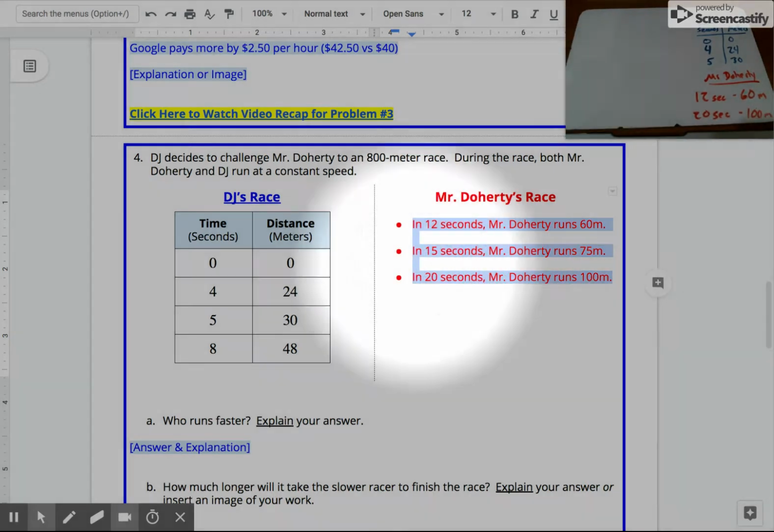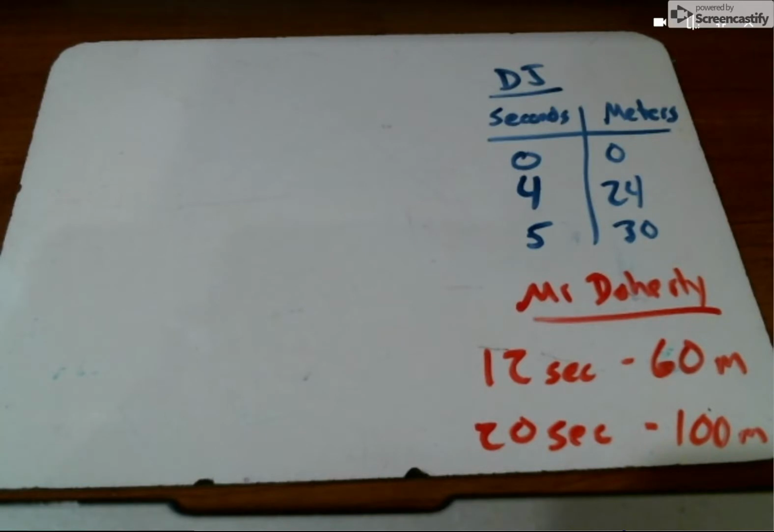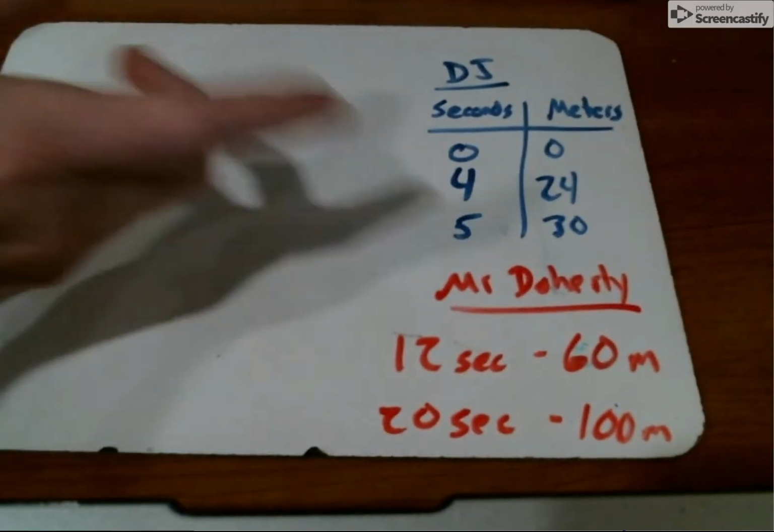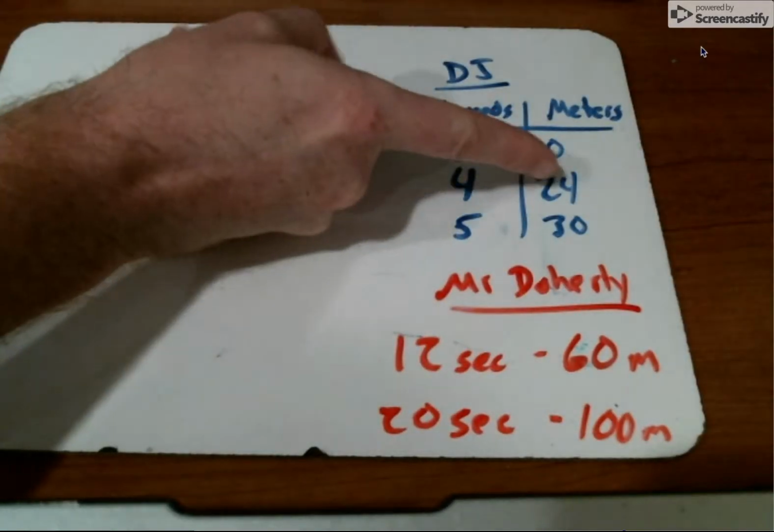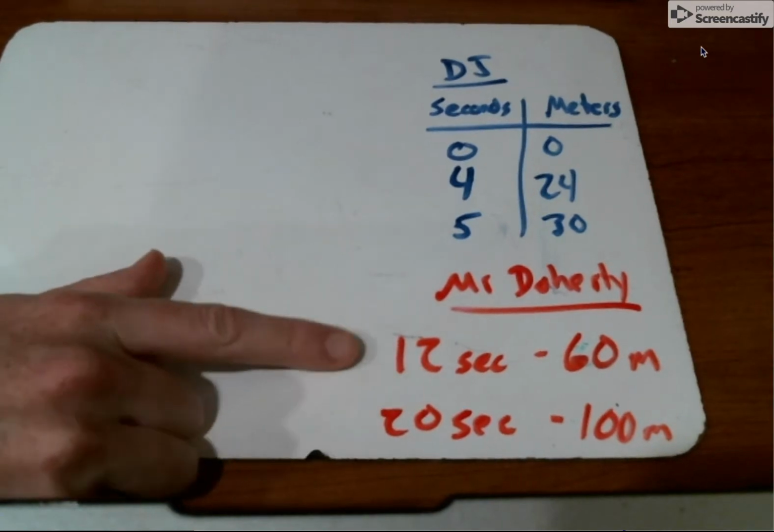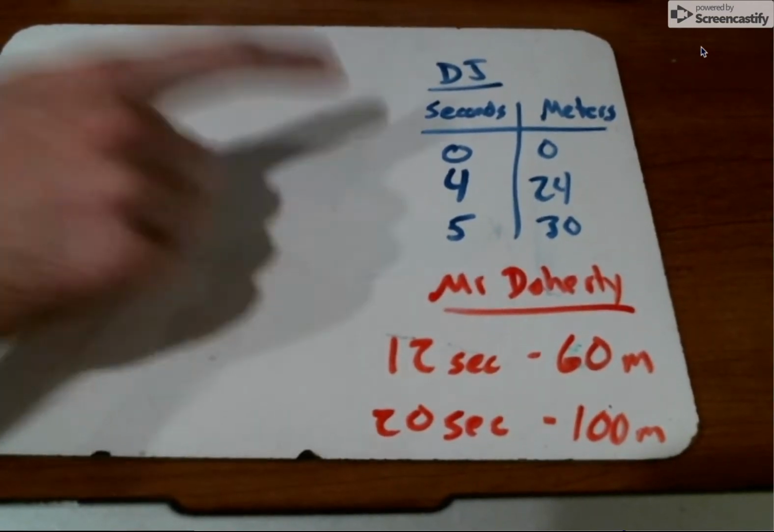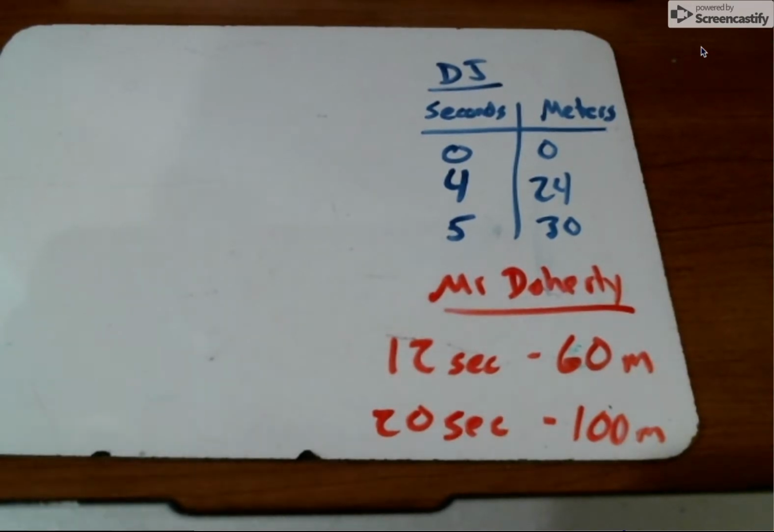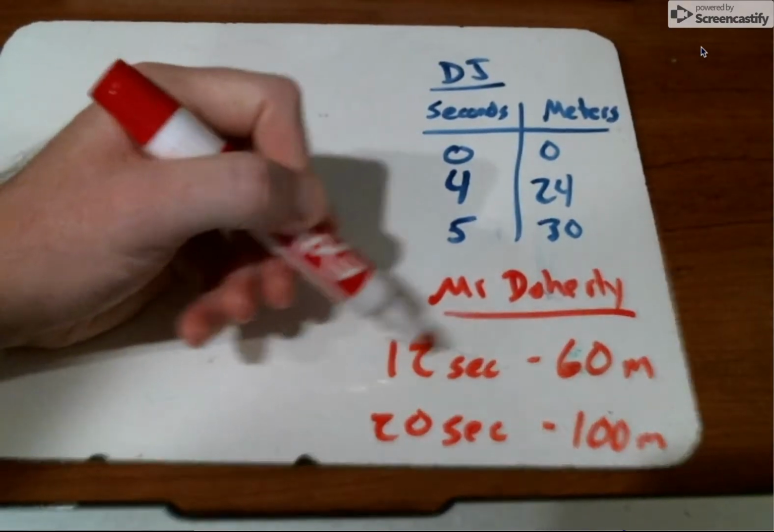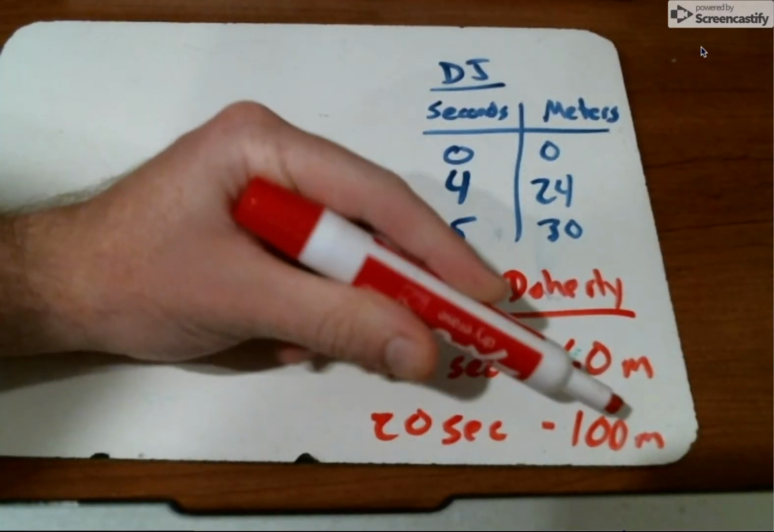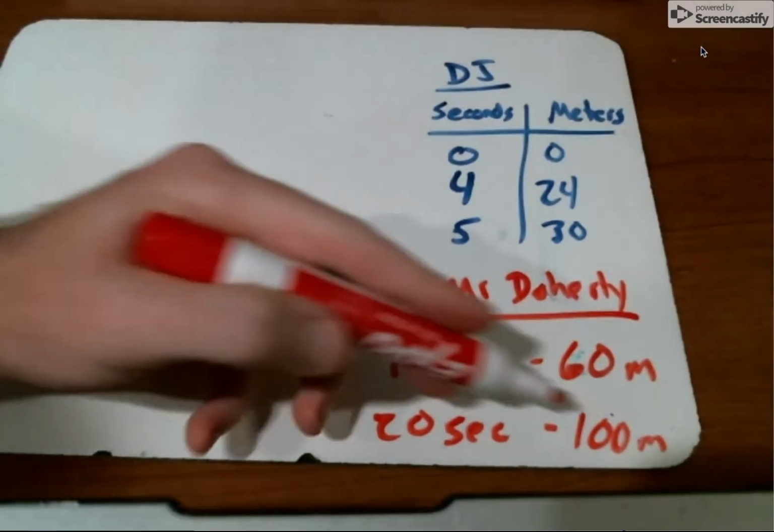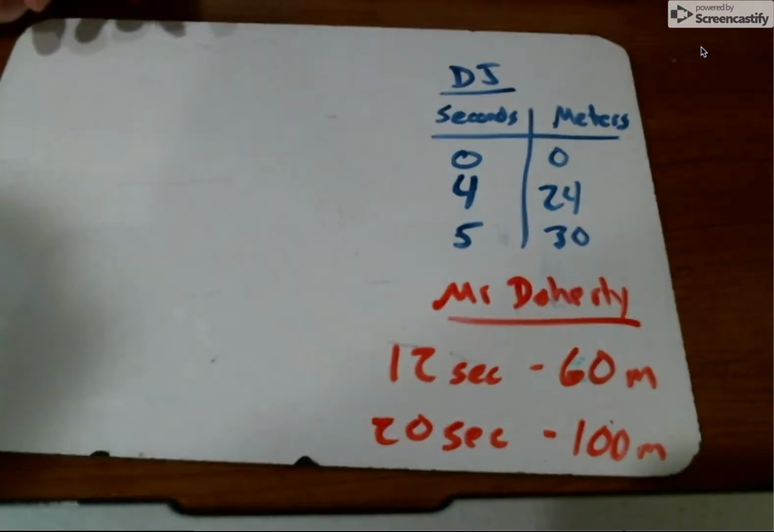So to figure out who runs faster, we really need to figure out the unit rate for each one. Sure, 60 meters and 100 meters are bigger than any of these, but the times are significantly bigger too, so that doesn't necessarily mean I'm faster than DJ. First we'll take a look at mine. We know that 12 seconds in, I went 60 meters. 20 seconds in, I went 100 meters. I'm going to pick this one. They're just numbers that I think are a little easier to divide.